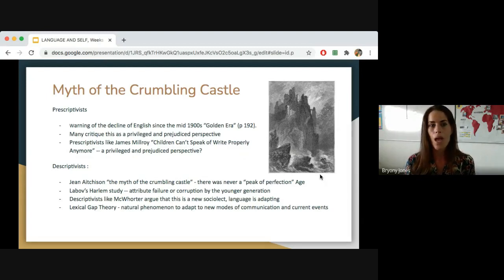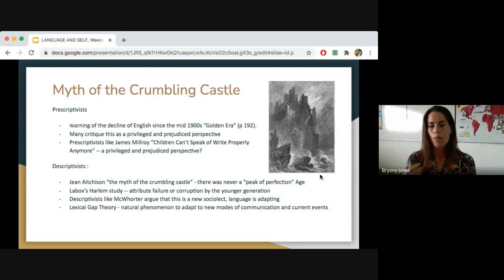And so what I want you to think of is the critique of this: Milroy is coming from a very privileged and prejudiced perspective, right? So what do we mean by that? People with money, with education, who are upper class, have access to proper standard English in their classrooms, with their teachers, in their social communities. And so they're able to use standard English properly.